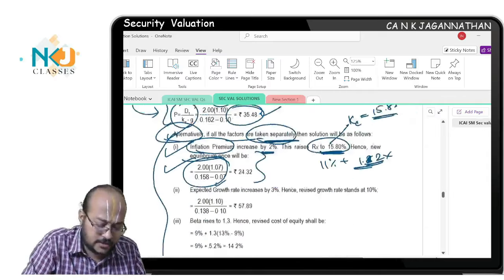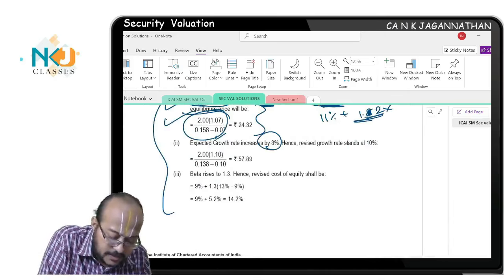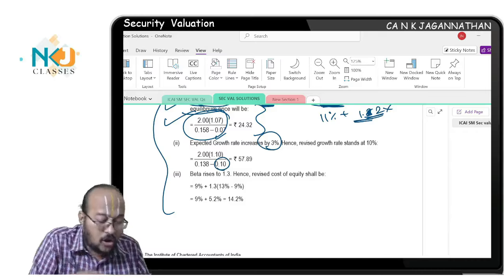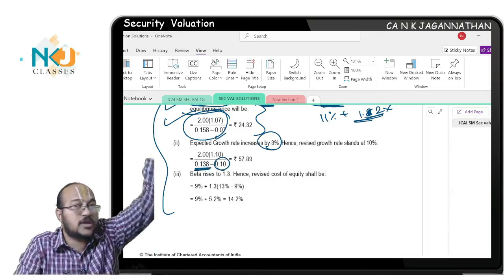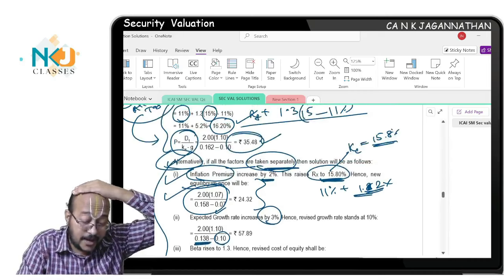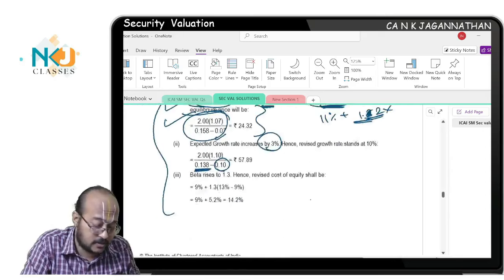You try it, you will get that. Then growth rate increases by 3%, now growth rate 10%. All the remaining things, see again KE becomes 13.8, the original KE which we computed now, right? That KE will be considered, not 15.8 will be considered. Are you understanding?